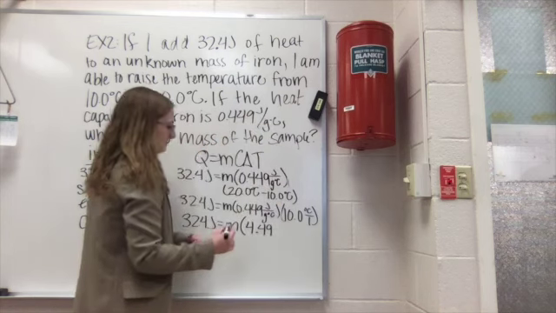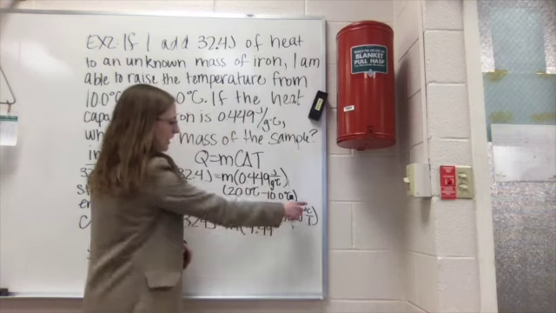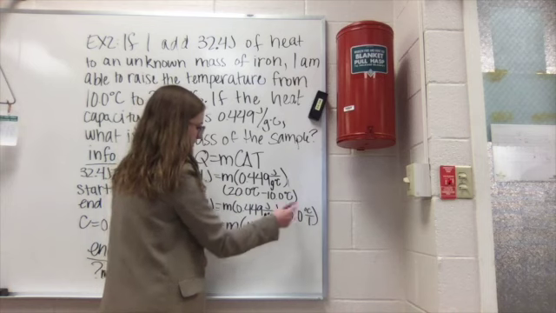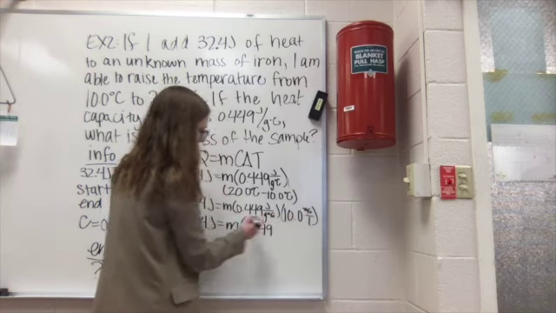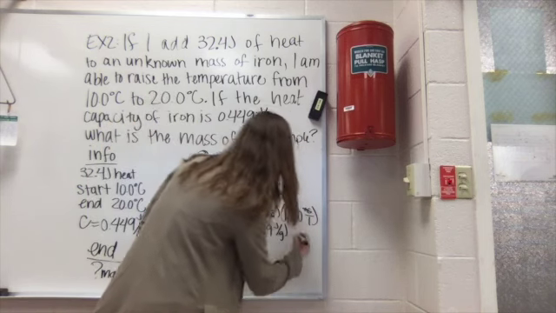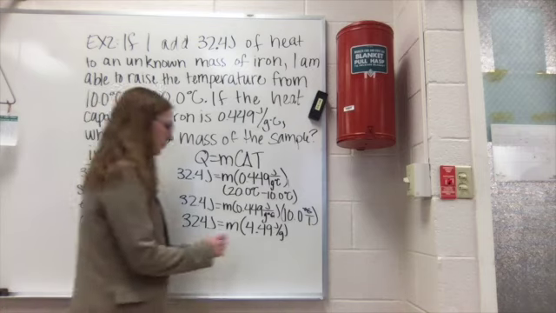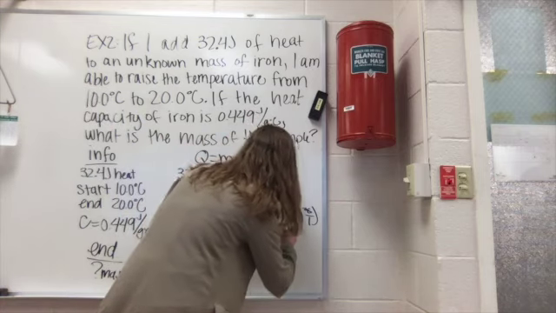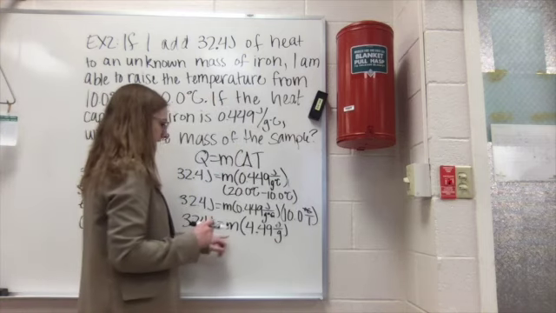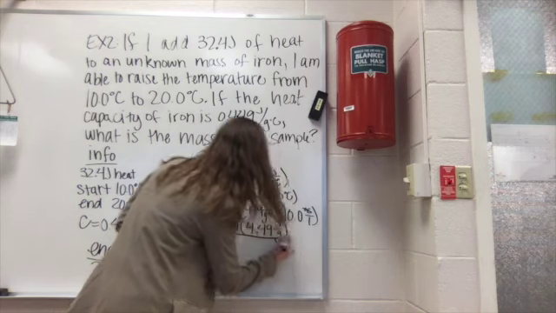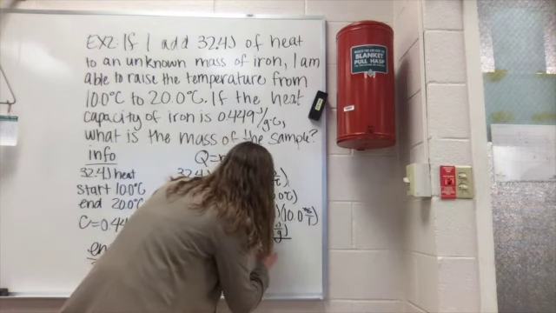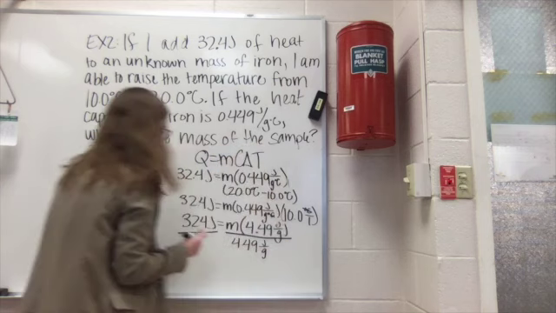4.49. And then if I'm looking at my units here, I have degrees Celsius on top, degrees Celsius on bottom. I can get rid of that degrees Celsius. So I could say that on this side, I now have 4.49 joules divided by grams. Joules divided by grams. And then from here, we want to get M all by itself, so we're going to divide here. So I have divided by 4.49 joules divided by grams.